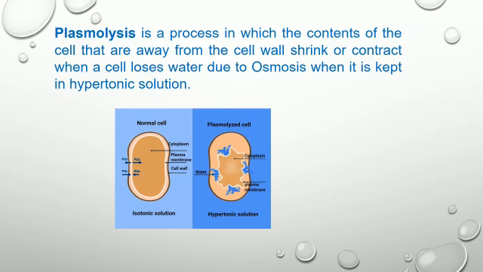Now, what is plasmolysis? Plasmolysis is a process in which the contents of the cell that are away from the cell wall shrink or contract when a cell loses water due to osmosis when it is kept in a hypertonic solution.